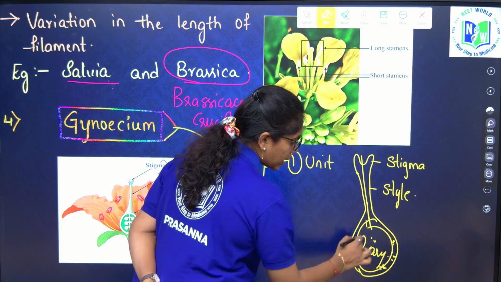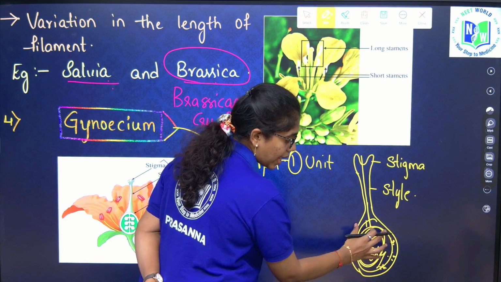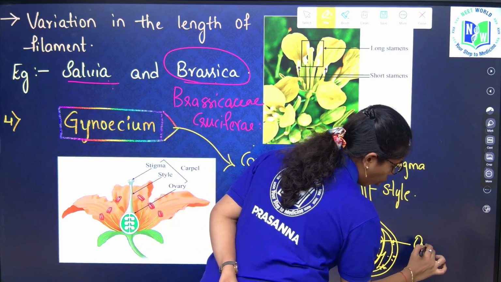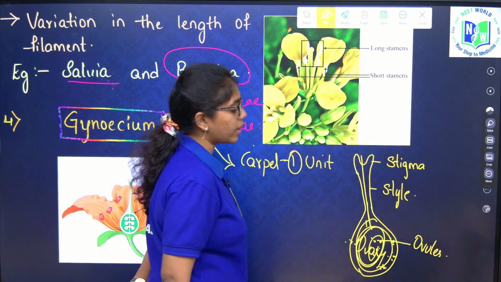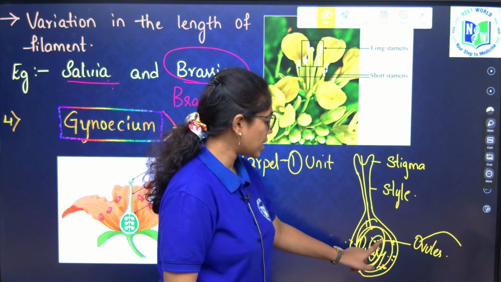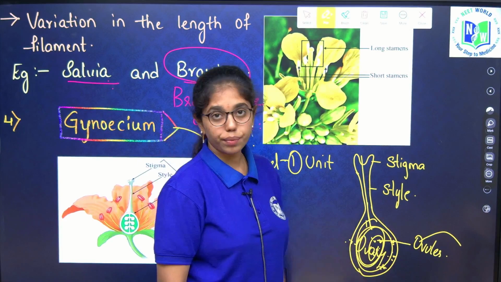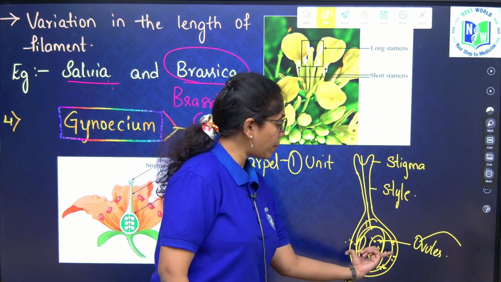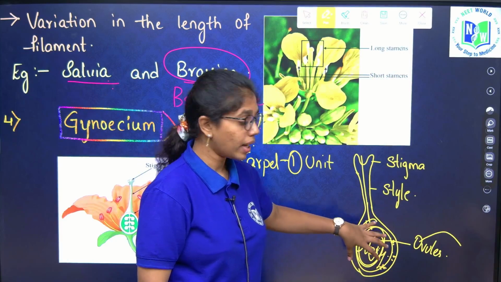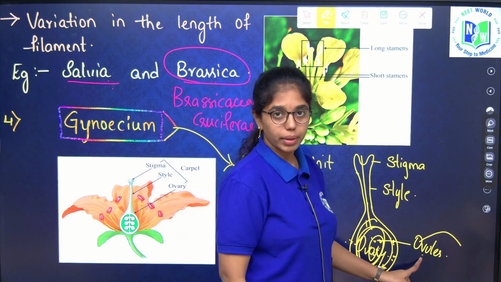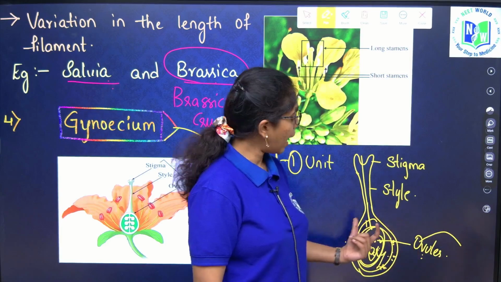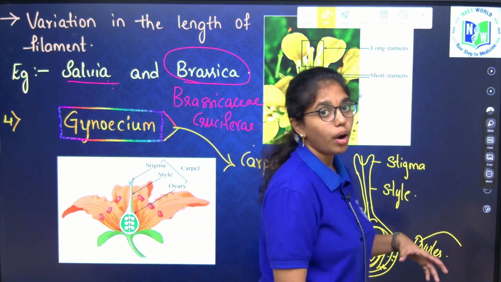Inside the ovary there will be placenta, and inside the placenta we have ovules. Post fertilization, ovules will turn to seed and ovary will turn to fruit. So the basal bulged portion is called ovary. Inside the ovary the placenta will be there, and inside the placenta ovules arise. Ovules post fertilization turn to seed and ovary turns to fruit.